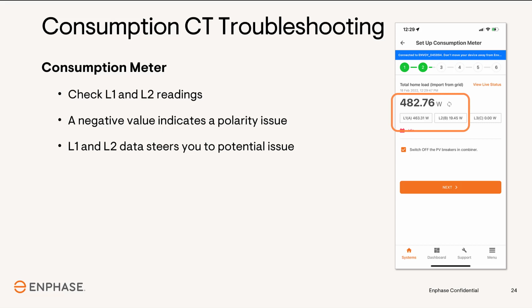The great thing about this screen is that you can quickly identify polarity issues on a specific phase because each phase line has its own consumption CT. One thing to note about this step: if you forget to turn off the PV breakers, you may see a negative value in the total home load. Be sure to turn off the PV breakers as indicated on this step.